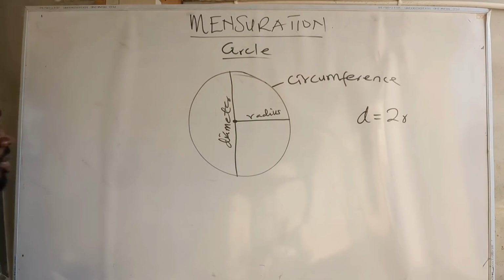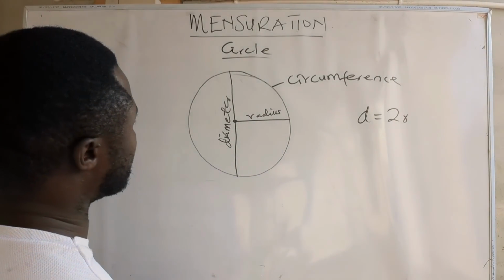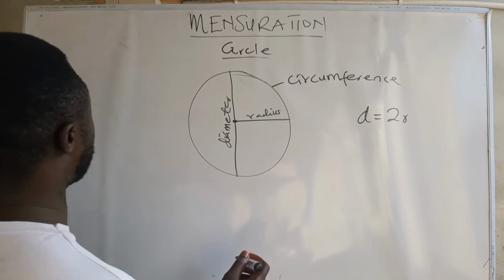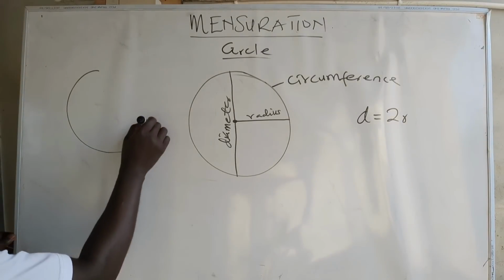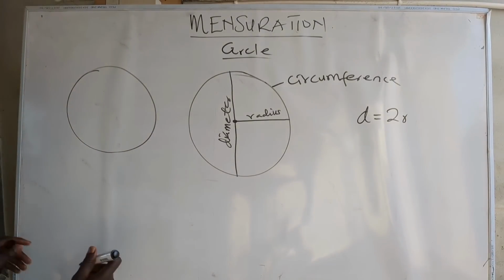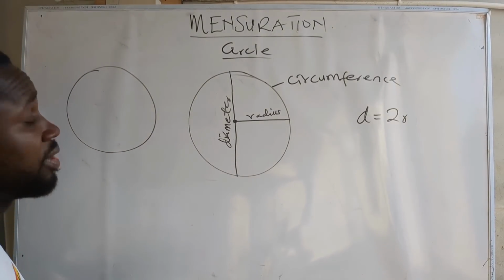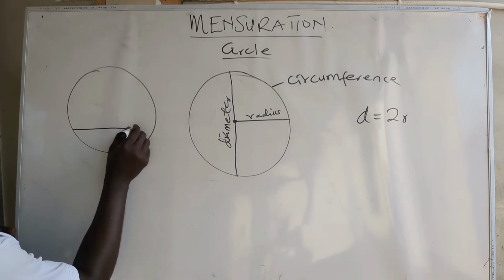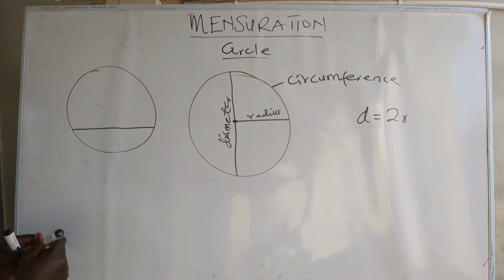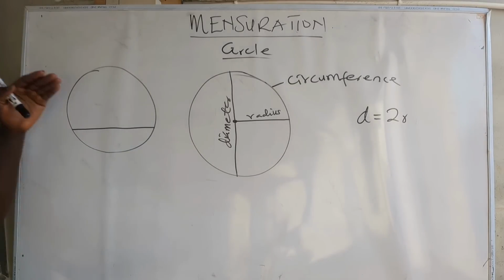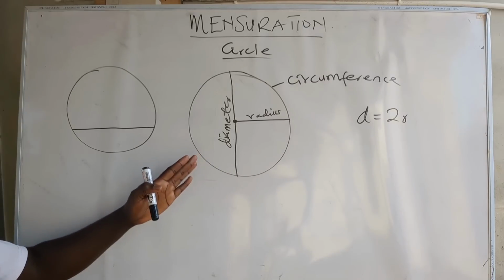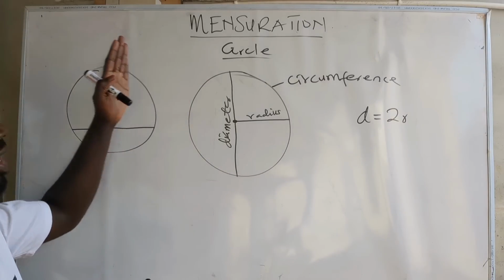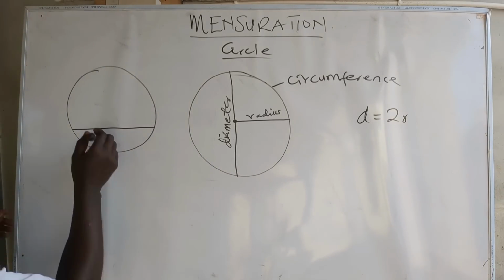Another thing we can look at. We are going to draw a lot of circles so that we can use that to illustrate. When we have a circle, from one end of the circumference to the other end, if it passes through the center, it becomes the diameter. But if it doesn't pass through the center, then we call it what? Chord.